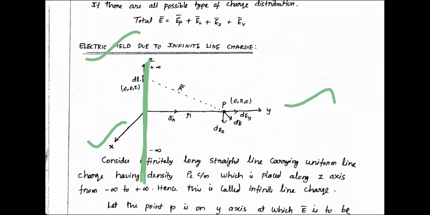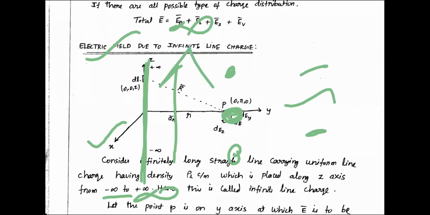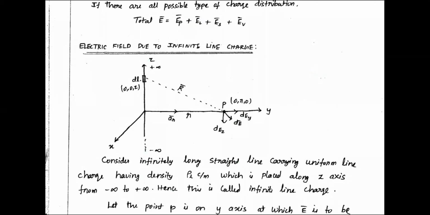At a random point, they have to measure the electric field. Please remember, you can take the point anywhere. You can take the point here also. The main reason is your line goes from minus infinity to plus infinity, so it does not matter. Once we take the center point, the problem will be a little bit easier. That's why they are taking it here. This is the point where you want to measure the electric field.